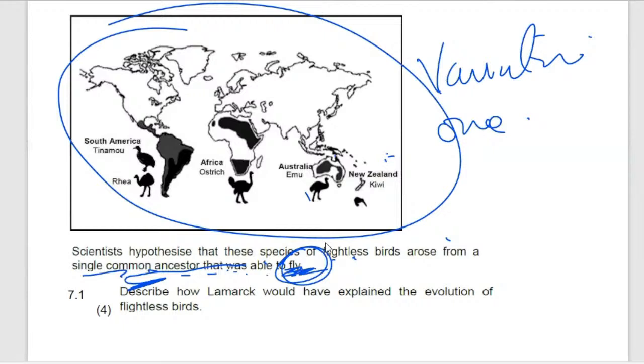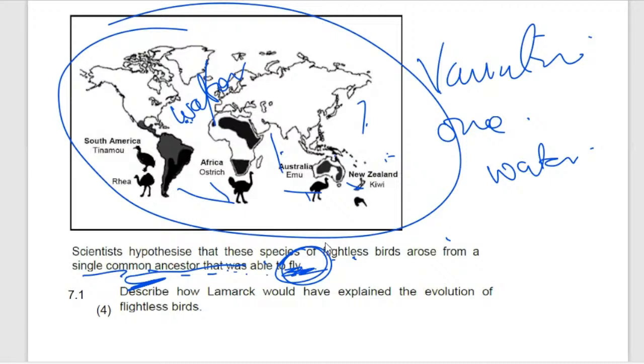This population was split into different continents by continental drift or by the water. These populations or subpopulations of birds experienced different environmental conditions. Natural selection occurred independently. You understand? There was no gene flow between or among these birds. Is it clear? Therefore, they became genotypically and phenotypically different.